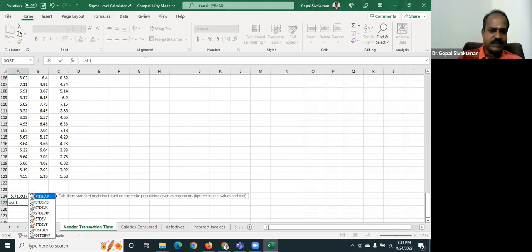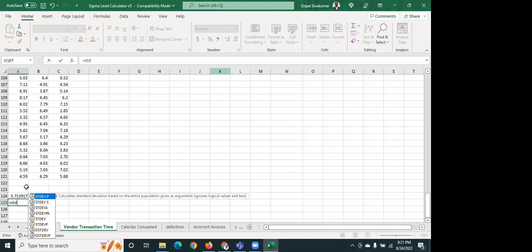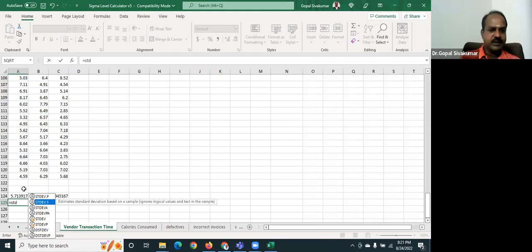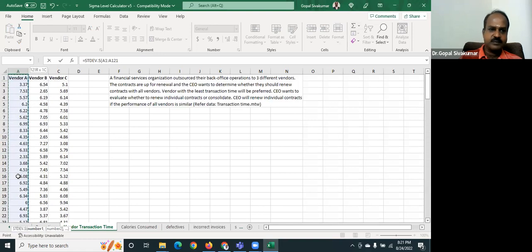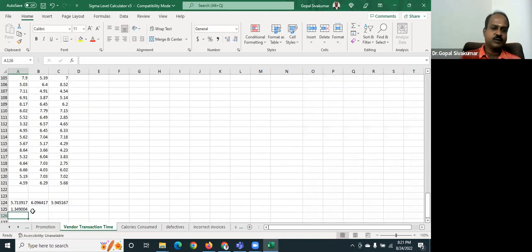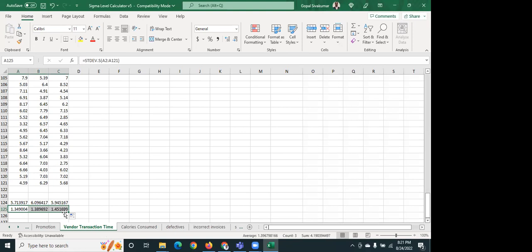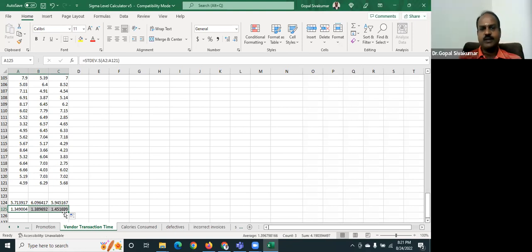Now I want to calculate standard deviation also. Standard deviation dot P means population, dot S means sample. So select sample. Once again, cover all the data, close it, and enter. Now standard deviation has come. Do the same thing for the second column and third column. This is how the mean and standard deviation can be calculated without manually doing the calculation.